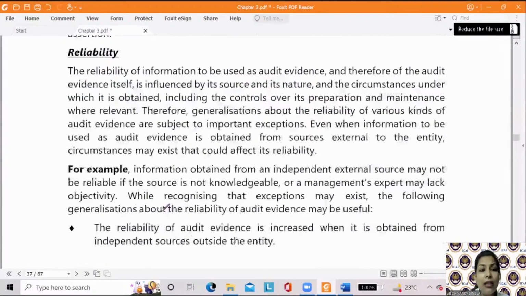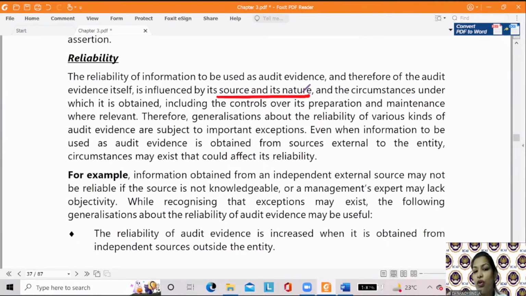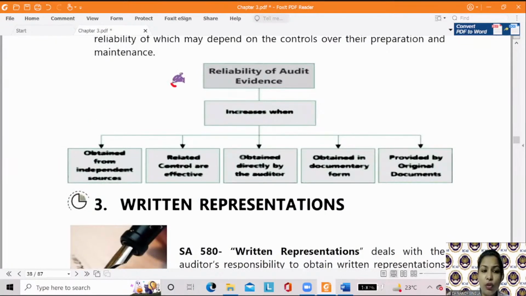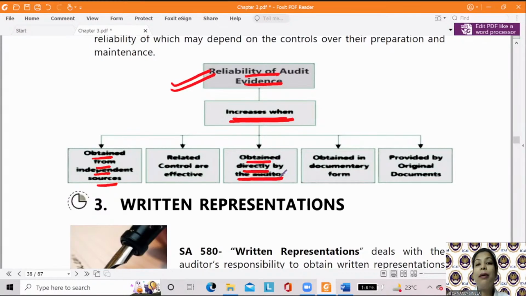And reliability depends upon what? The source and nature of audit evidence. Okay? And this also you need to do. See, reliability of audit evidence increases when it is obtained from independent sources. Simple, a third party confirmation, if that party is independent, it is more reliable vis-a-vis the information obtained within the entity. It is obtained directly by the auditor.